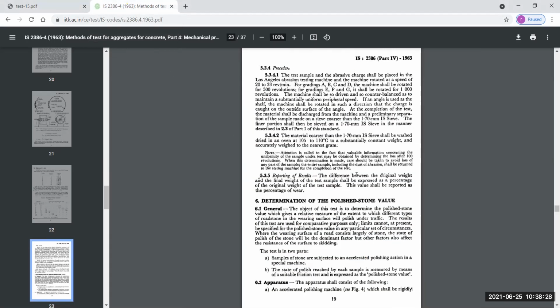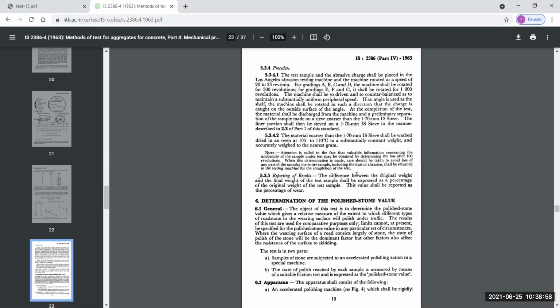So first is the test sample. The test sample and the abrasive charge shall be placed in the Los Angeles testing machine. The test sample is our aggregate and the abrasive charge, given by our steel balls, shall be placed in the Los Angeles abrasion testing machine. So we just take the steel balls and our aggregate and place them in our Los Angeles abrasion testing machine, and the machine is rotated at a speed of 20 to 33 revolutions per minute.